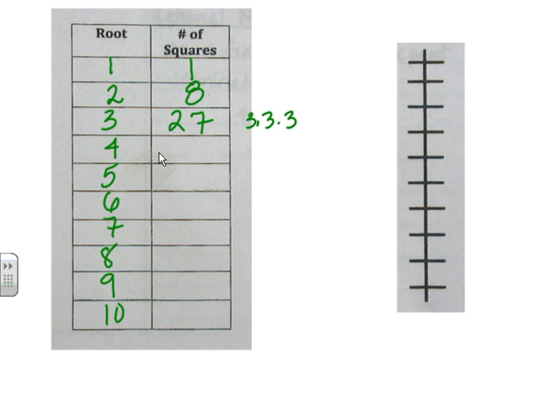So 4 times 4 times 4 is going to give us 64. 5 times 5 times 5 is 125. 6 times 6 times 6 is 216. 7 times 7 times 7 is 343. 8 times 8 times 8 is 512. 9 times 9 times 9 is 729. And 10 times 10 times 10 is going to give us 1,000.